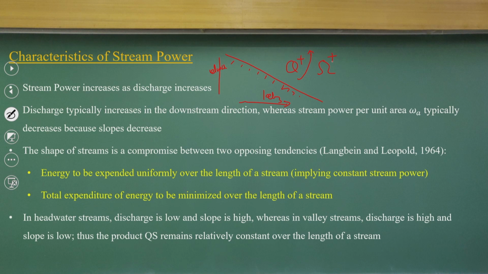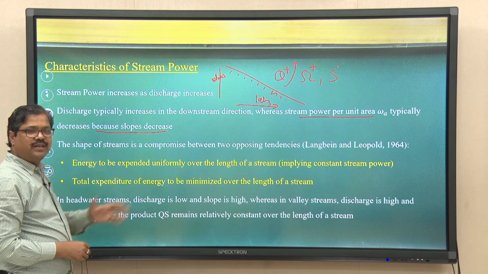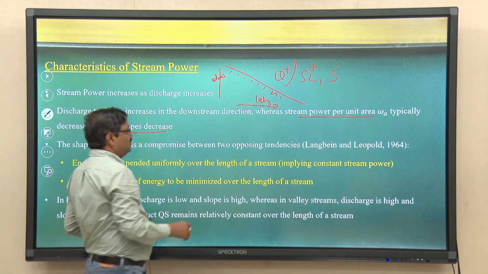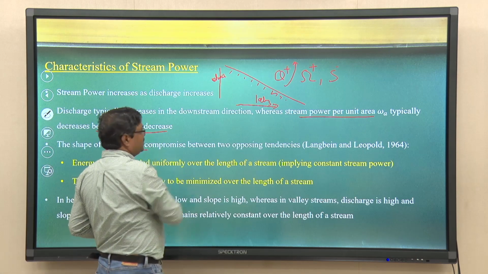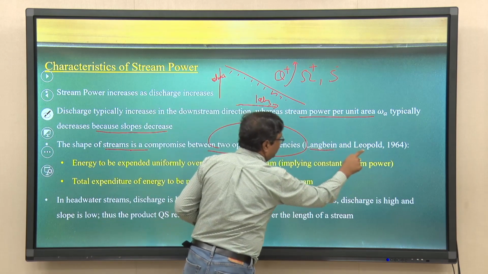But stream power per unit area typically decreases as the slope decreases, and as we know, as you go downstream, the slope has a decreasing trend. So as I go from the upstream to the downstream of the river, the discharge increases and the slope decreases. That is the reason for the hypothesis that the shape of the stream always has two opposing tendencies. That is Langbein and Leopold, 1964.